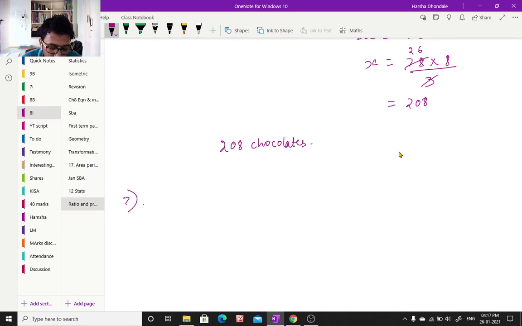Now if you have to make 0.6 liters, what do you do? How much of each juice? How many liters of pineapple? How many liters of orange? And how many liters of mango? That's what you're supposed to find out.